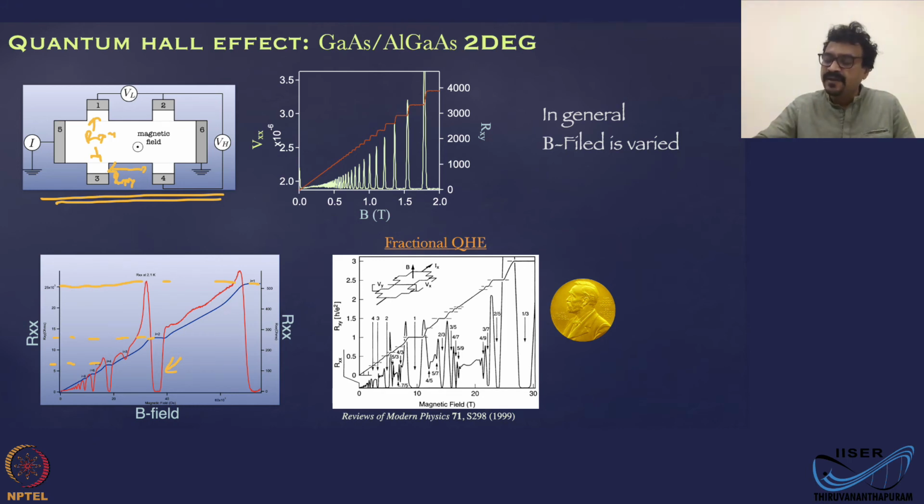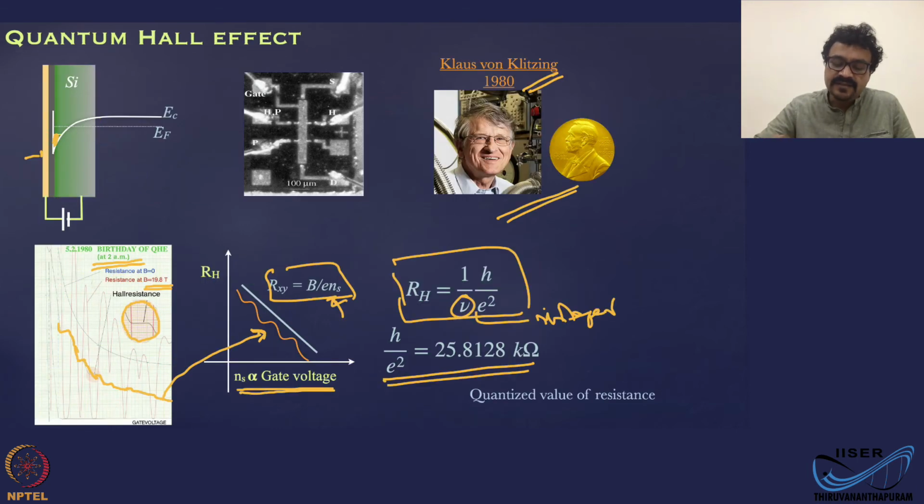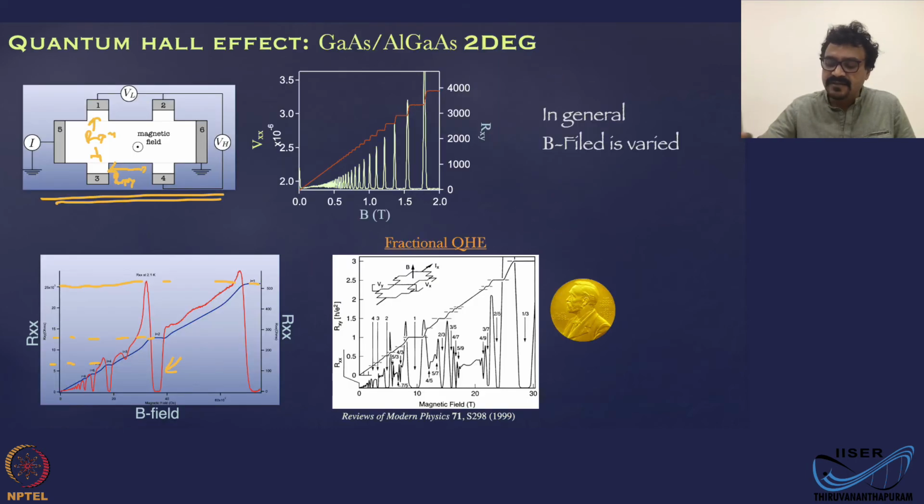Okay, now the difference here is, in this case we have varied the carrier concentration by fixing the B field. In this case we have fixed the carrier concentration but varied the B field. But anyway, the ratio between the magnetic field and the carrier concentration is what we have varied.